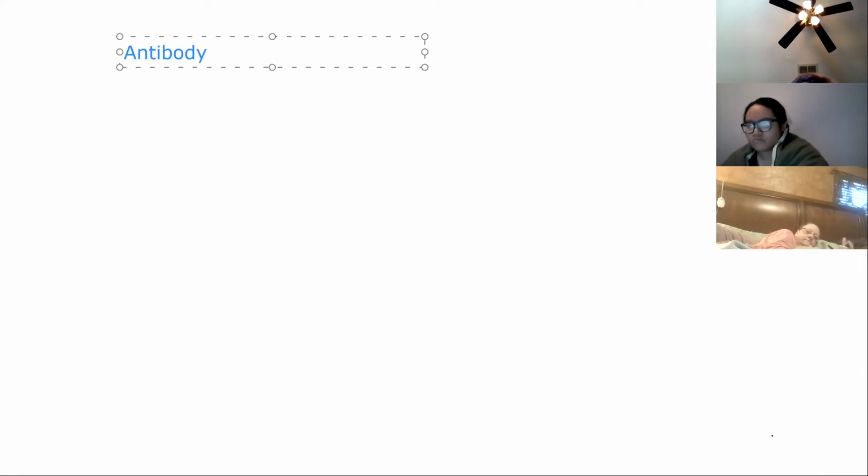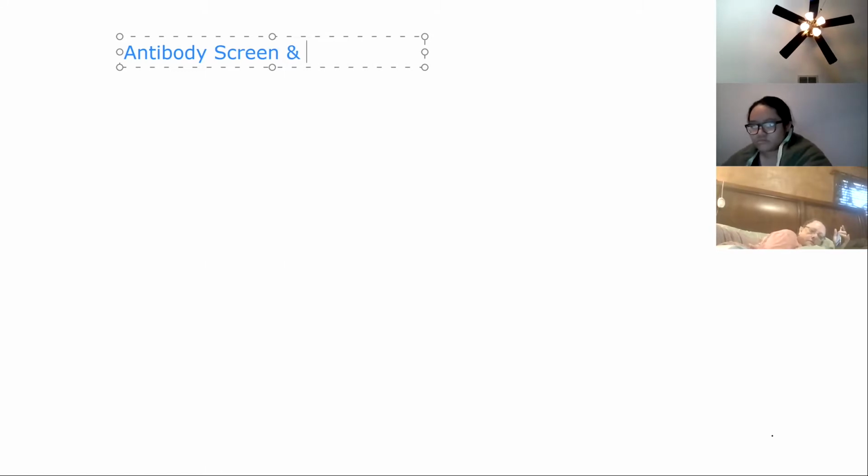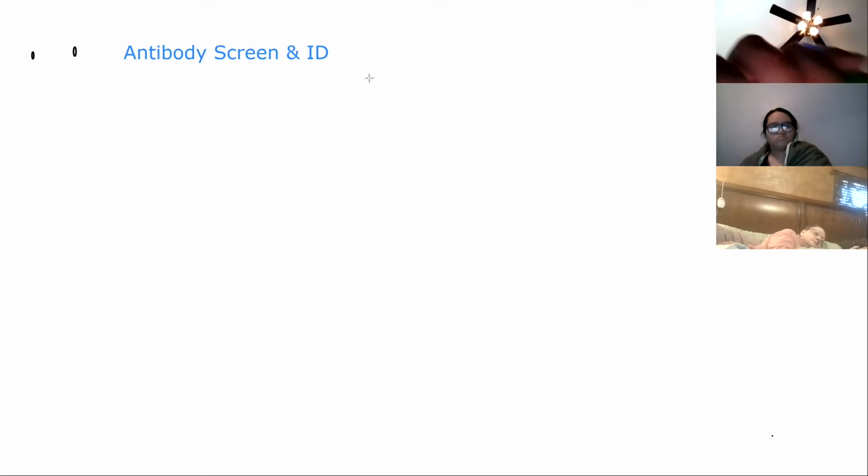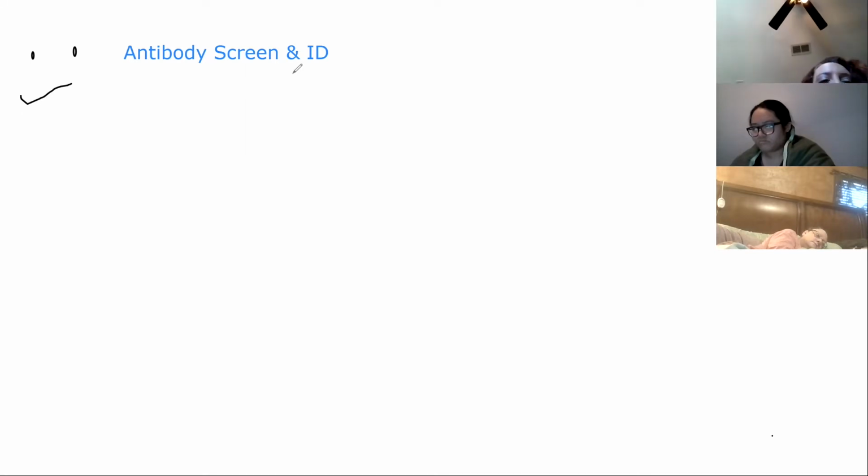Antibody screen. And antibody screen and ID. So, oh, those are all circles. Don't want it like that. Okay. Hey, it made a happy face.